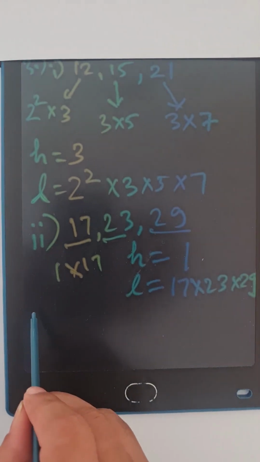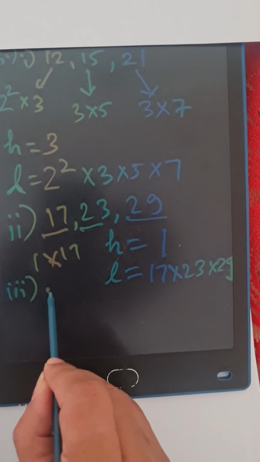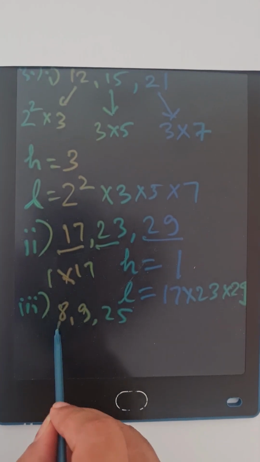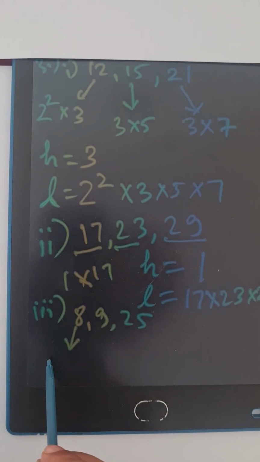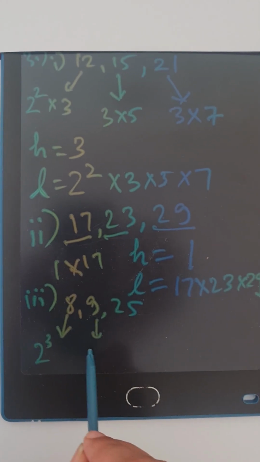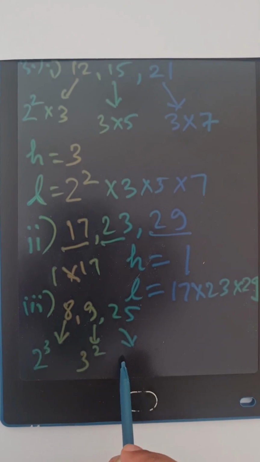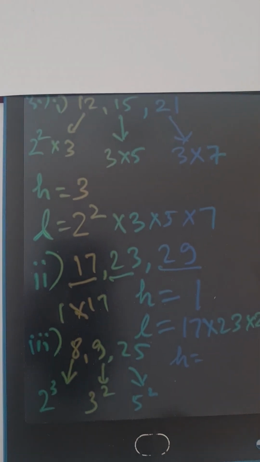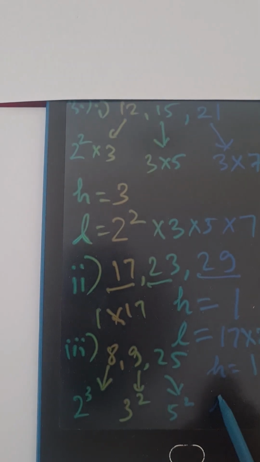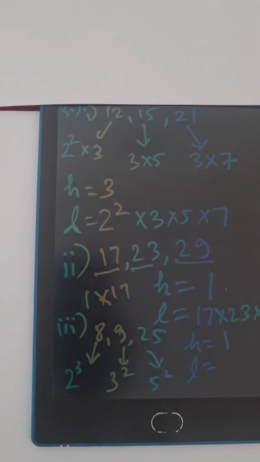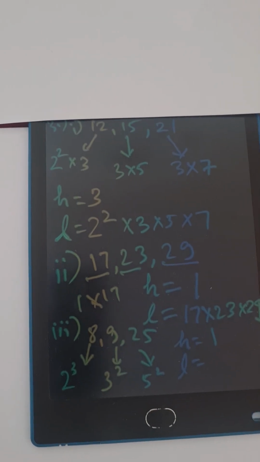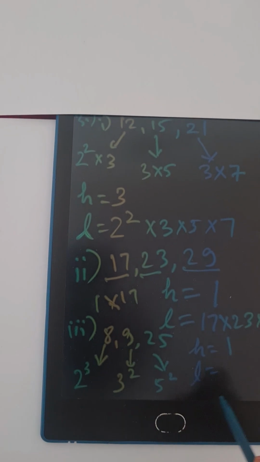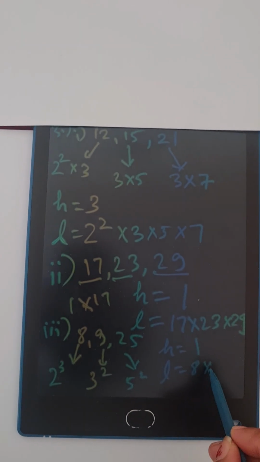Now third part is 8, 9, 25. So 8's prime factorization is 2 raised to the power 3. 9 is 3 raised to the power 2, and 25 is 5 raised to the power 2. Is there any HCF, any common divisor? No. LCM, is there any common? So LCM is the multiplication of all the numbers, since the HCF is 1. So the LCM will be 8 into 9 into 25.